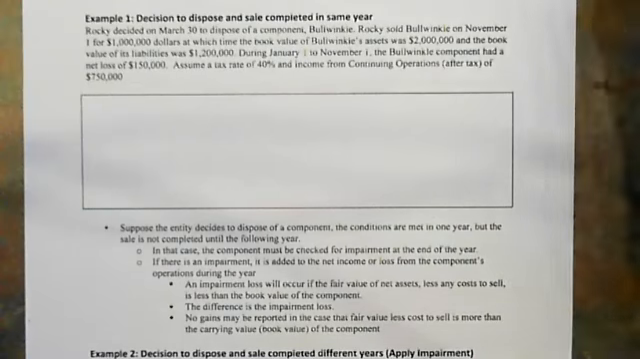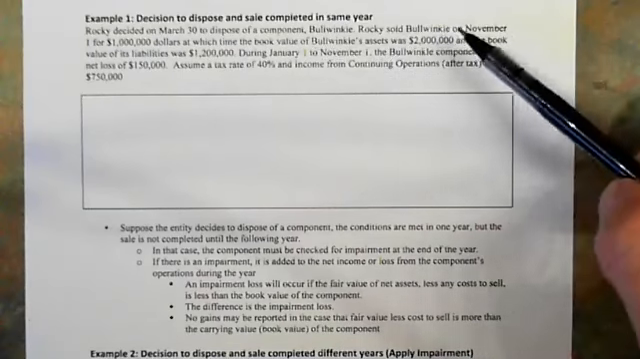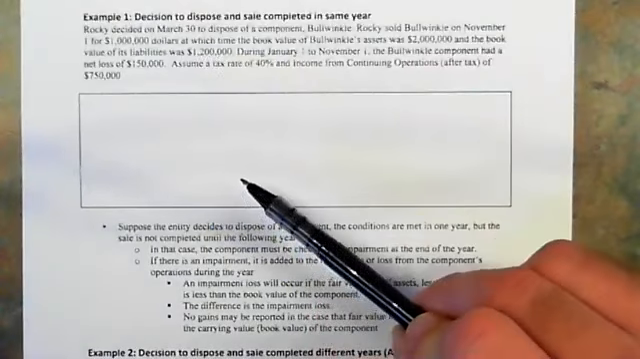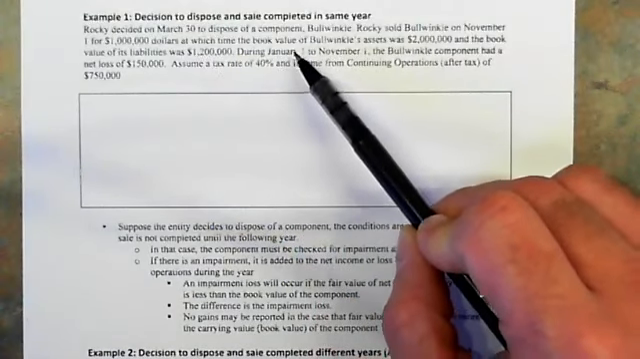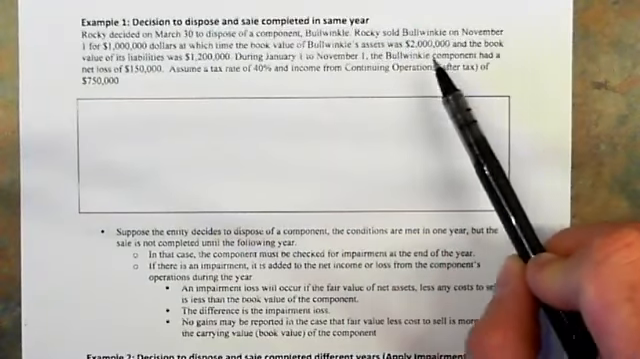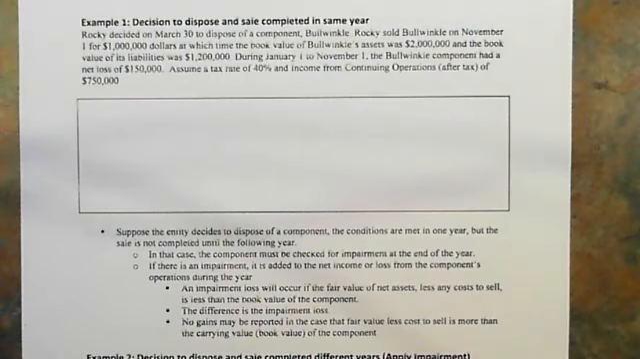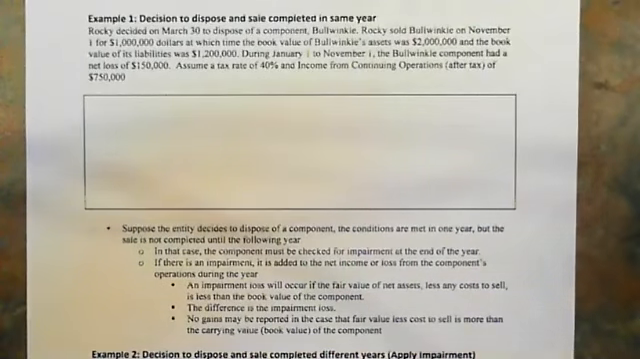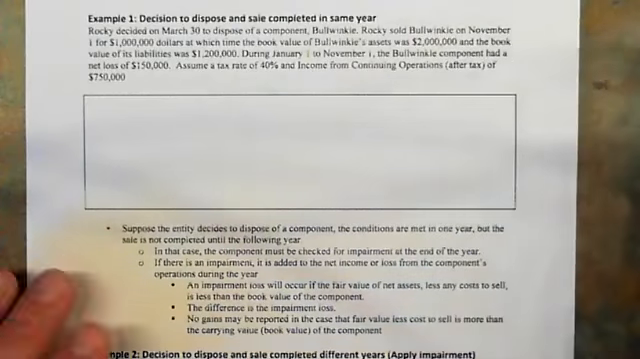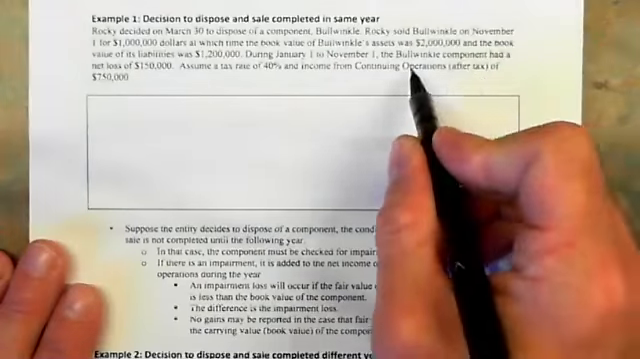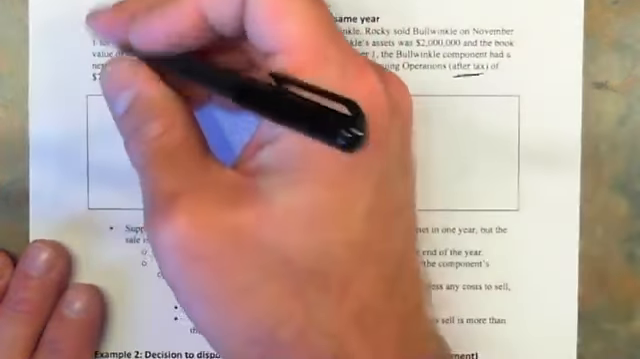So in this case, we have Rocky disposing of Bullwinkle. Rocky's selling Bullwinkle, sold it on November 1st for $1 million. I give you the book value of the assets was $2 million. The book value of its liabilities was $1.2 million. And I also tell you that from the first of the year to the day of sale, the Bullwinkle component had a net loss of $150,000. Assume a tax rate of 40% and income from continuing operations after tax is 750. So if we're reporting the disclosure note, we have to remember where we start. Income from continuing operations after tax was $750,000.